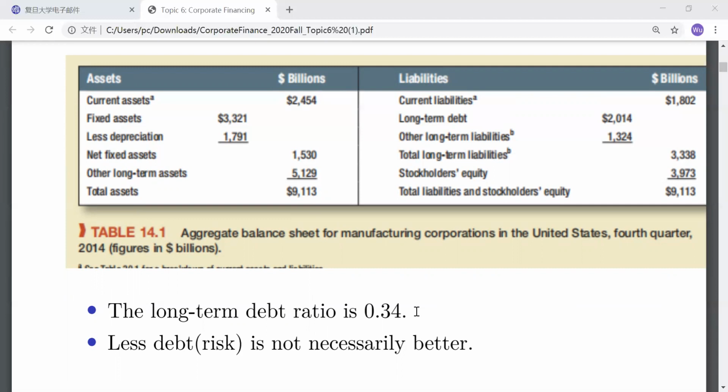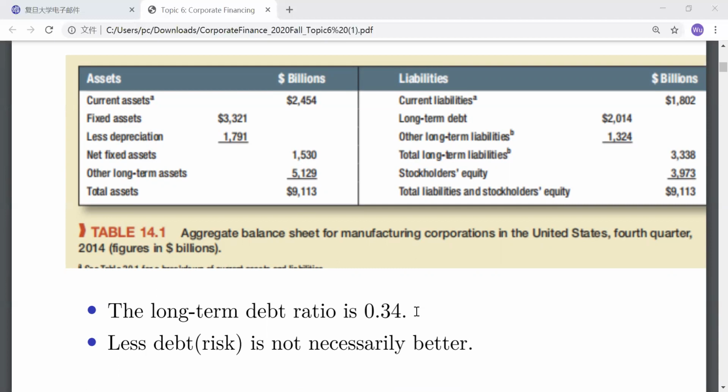So that is a severe problem. But if you have a really low debt ratio, that's also not very optimal, because later when we talk about capital structure, one of the advantages of borrowing from your banks, from debt holders, is that you can have a lower tax burden.